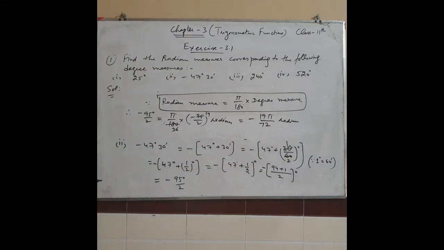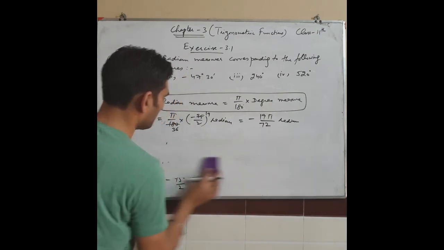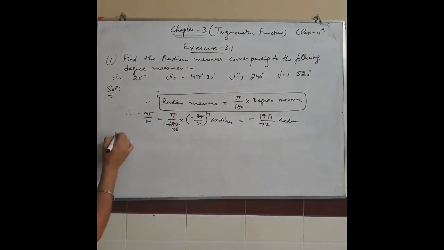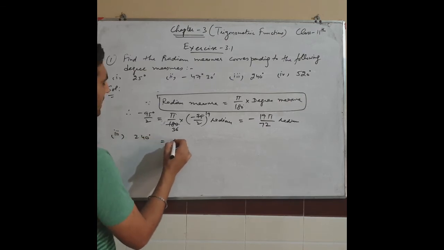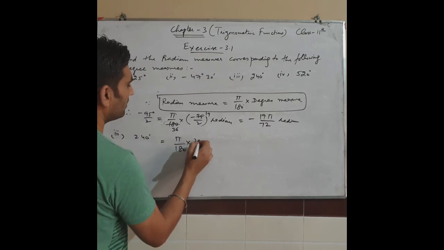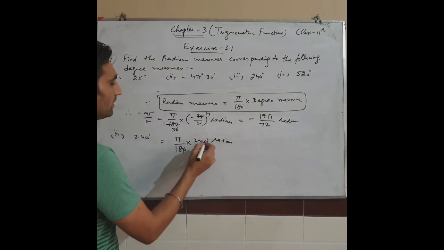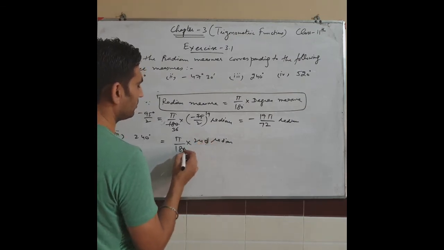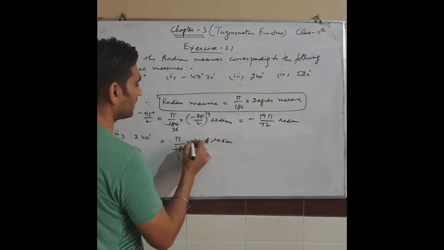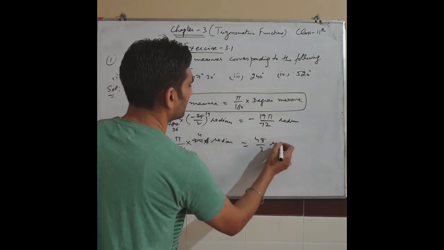Now the third part. I will erase this part now. The third part is also similar. The third part is 240 degrees, which can be written as pi over 180 into 240 radian. 0 cancelled, and the table of 6 we can use for cancellation. 6 into 3, 6 into 4. So 4 pi upon 3 radian.